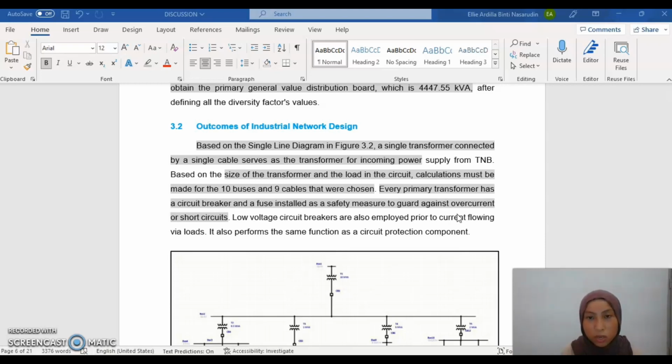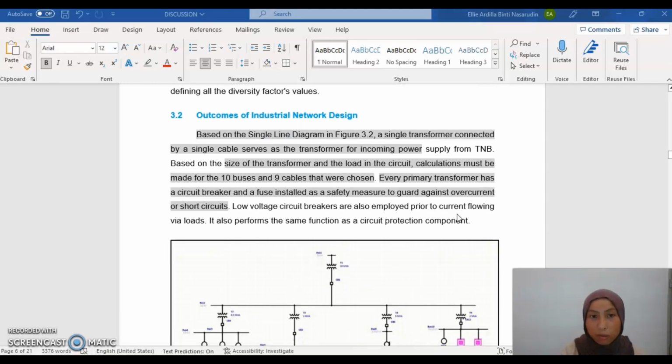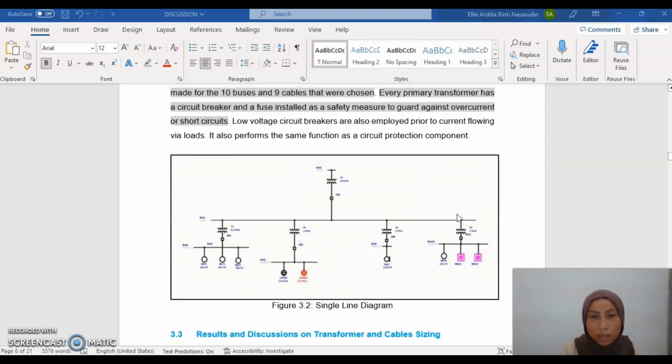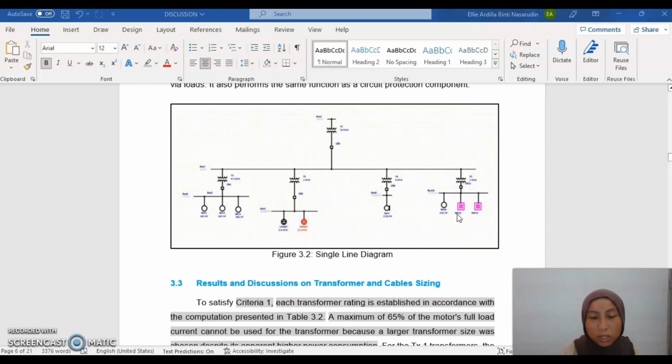diagram in figure 3.2. A single transformer connected by a single cable serves as the transformer for the incoming power supply from TMB. Based on the size of the transformer and the load in the circuit, calculations must be made for the 10 buses and 9 cables that were chosen. Every primary transformer has a circuit breaker and a fuse installed as a safety measure to guard against overcurrent or short circuit. Figure 3.1 is our single line diagram.